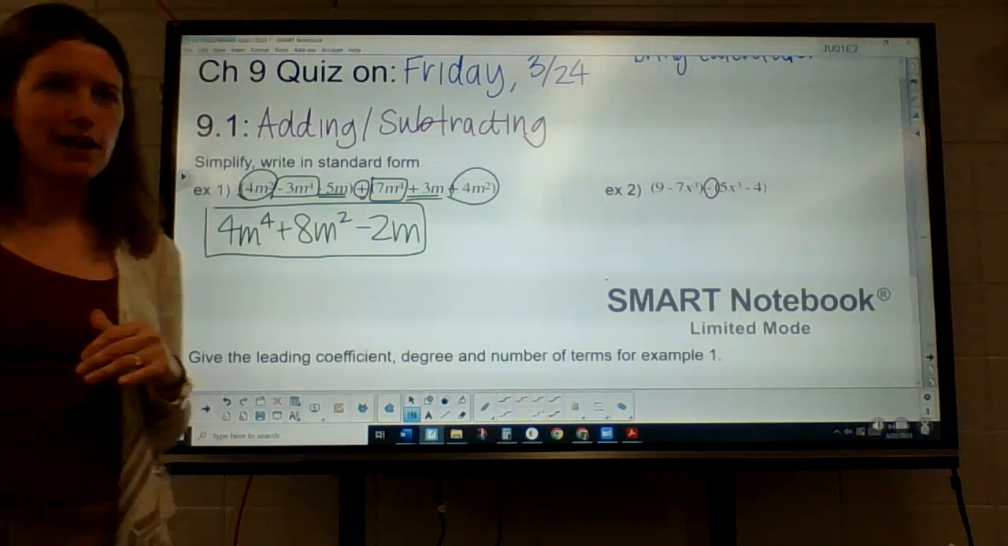So 2p times 3p is 6p to the second. 2p times 4 is 8p. We do those inner two terms, so that's a negative 3p. And then last, you get a negative 4. And then these middle two match each other so you can combine. So 8 minus 3 is 5p.